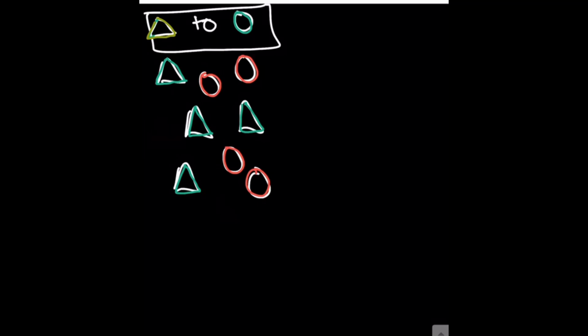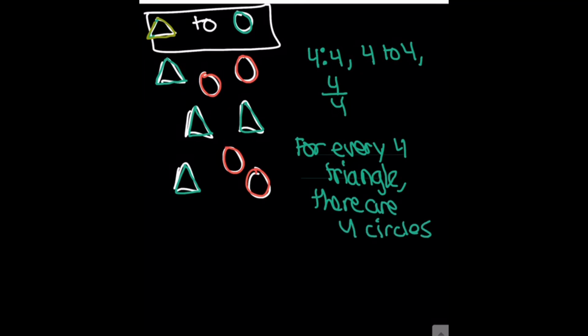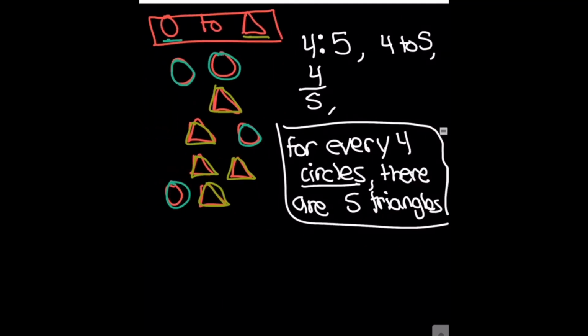But I'm going to erase it. So right now there are 4. So there are 4 colon 4, or 4 for every 4. There are 4 triangles for every 4 circles.